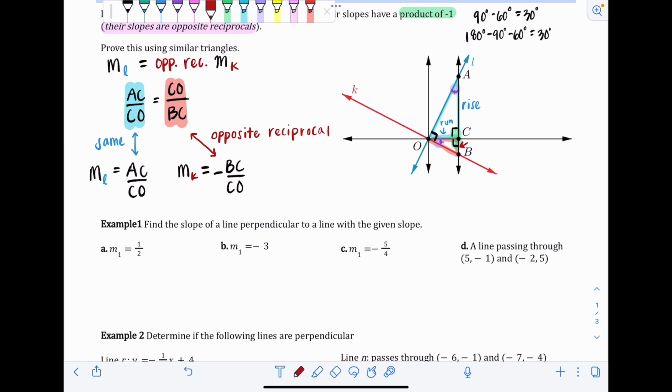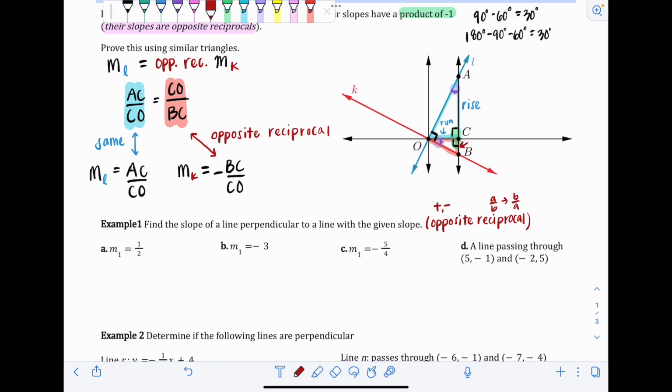Find the slope of a line perpendicular to a line with a given slope. So if two lines are perpendicular, that means that their slopes are opposite reciprocals. So whatever slope we're given in the problem, we just need to find the opposite reciprocal of that. Opposite is referring to positive or negative, just the opposite of what you're given. And then reciprocal is like a fraction flipped upside down, so like A over B to B over A.